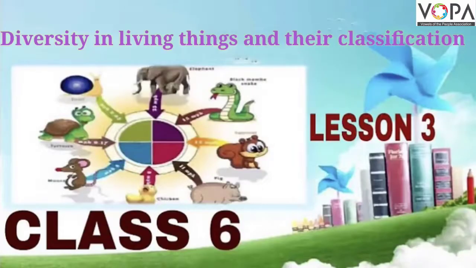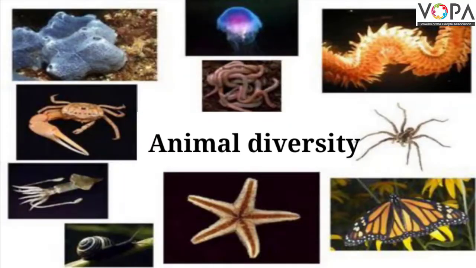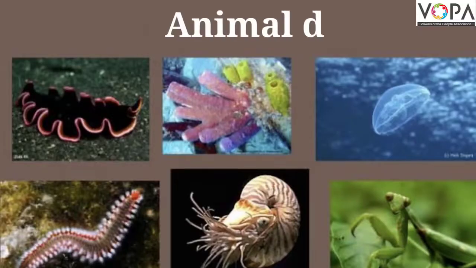Hello students, let us learn the remaining part of our lesson, Diversity in Living Things and Their Classification. In animals also, there is a lot of diversity. Animals have different shapes and sizes.